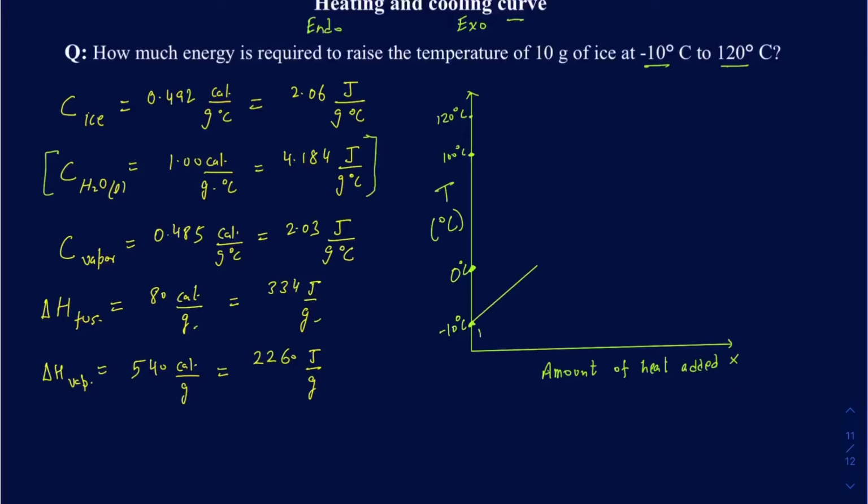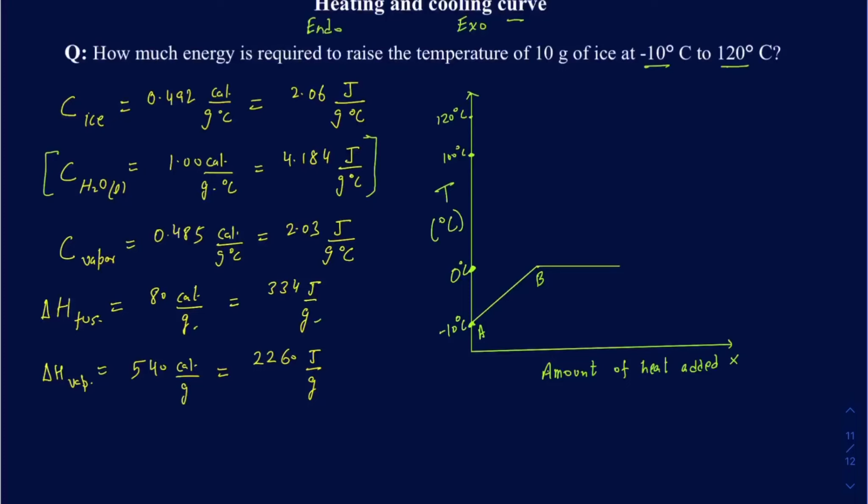Now, suppose I call this point A, and let's just call this point B. By the time you get to point B, you are at 0 degrees Celsius, and this is where the ice is going to start melting. Now, the beauty of these heating curves is you don't increase the temperature unless all your ice has been melted, or the phase change has taken place. So here you still need energy for that phase change to take place, but your temperature is not going to increase.